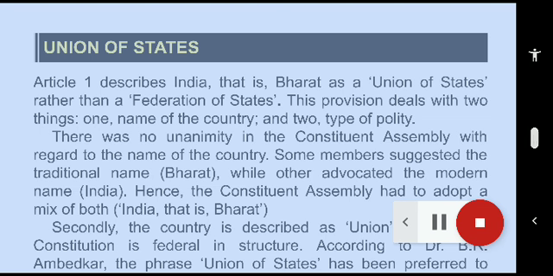Union of States. Article 1 describes India, that is, Bharat, as a union of states, rather than a federation of states. This provision deals with two things: 1. Name of the country, and 2. Type of polity. There was no unanimity in the Constituent Assembly with regard to the name of the country. Some members suggested the traditional name Bharat, while others advocated the modern name India. Hence, the Constituent Assembly had to adopt a mix of both: India, that is Bharat.